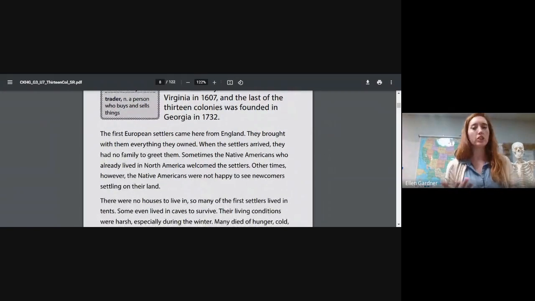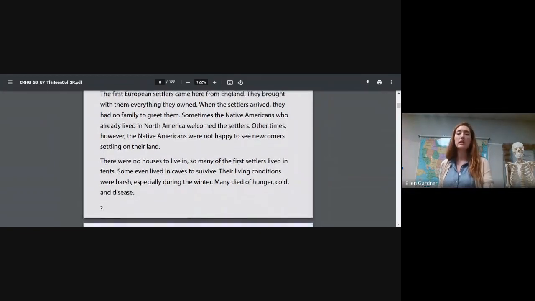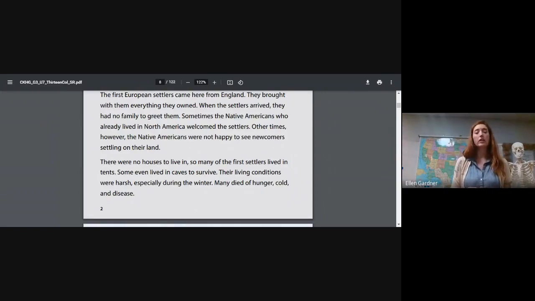Now, the first European settlers came here from England. They brought with them everything they owned. When the settlers arrived, they had no family to greet them. Sometimes the Native Americans who already lived in North America welcomed the settlers. Other times, however, the Native Americans were not happy to see newcomers settling on their land. There were no houses to live in, so many of the first settlers lived in tents. Some even lived in caves to survive, like the mound builders, similar to that. Their living conditions were harsh, especially during the winter. Many died of hunger, cold, and disease.